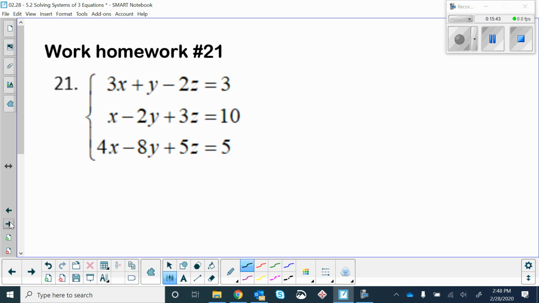How do you feel about that? Just done? Done. Okay. So step two, select a variable to eliminate. Look at it for a moment and decide which one you want to get rid of. Doesn't matter. You can choose any of them.